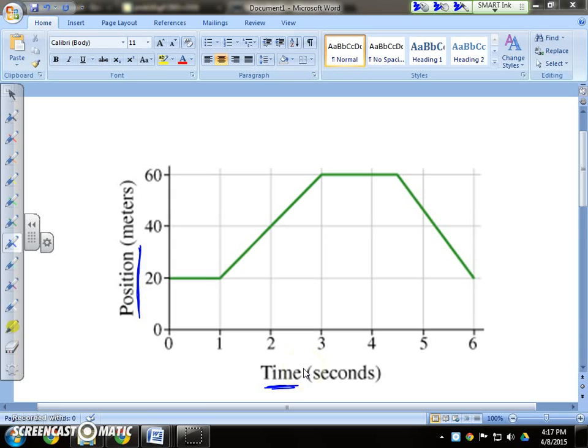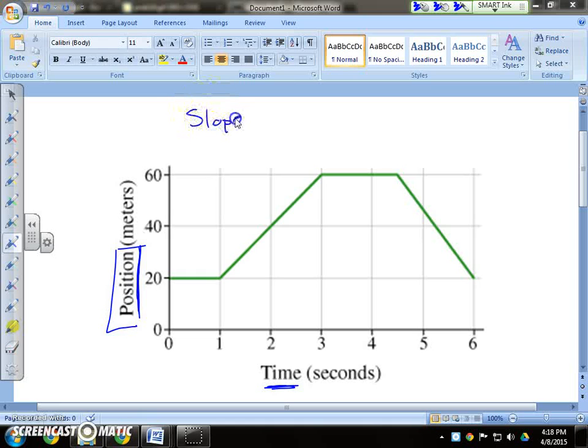Now, obviously, with every single graph that we look at, you're trying to figure out what's going on in terms of the y and x axes. Your big key here is the fact that your vertical axis happens to be position. So we know that all that's changed is this position. We don't know anything about the actual velocity until we calculate the slope.